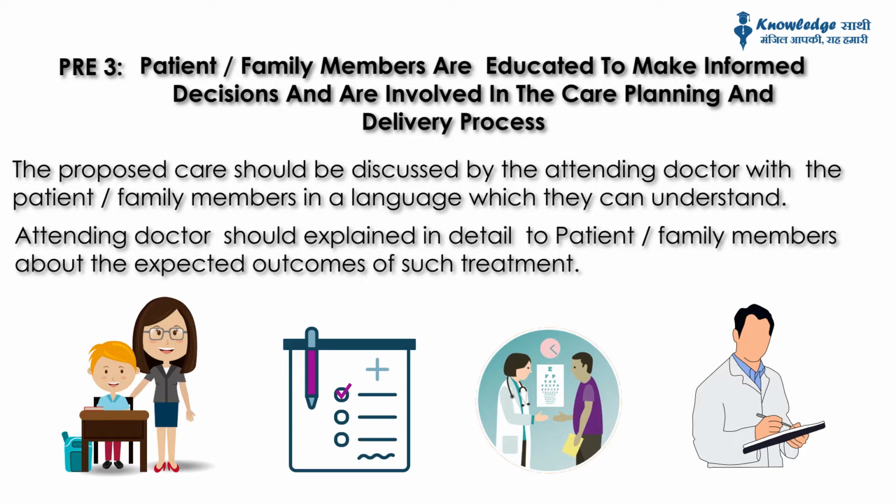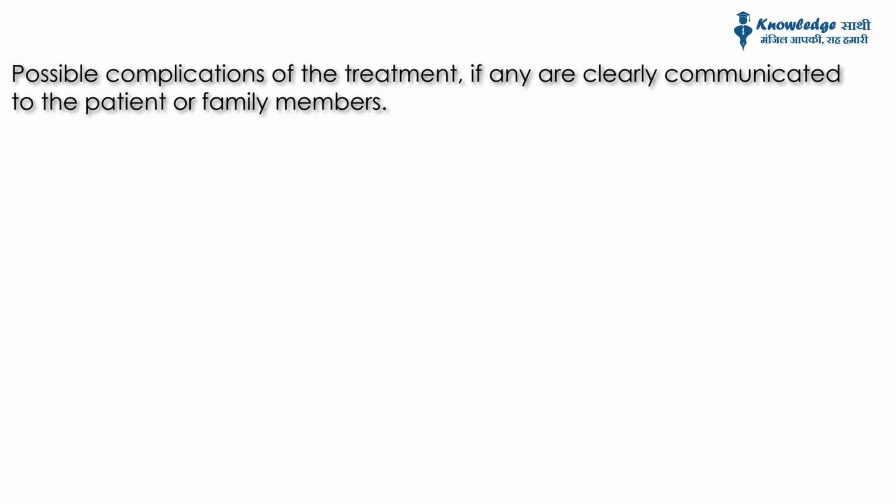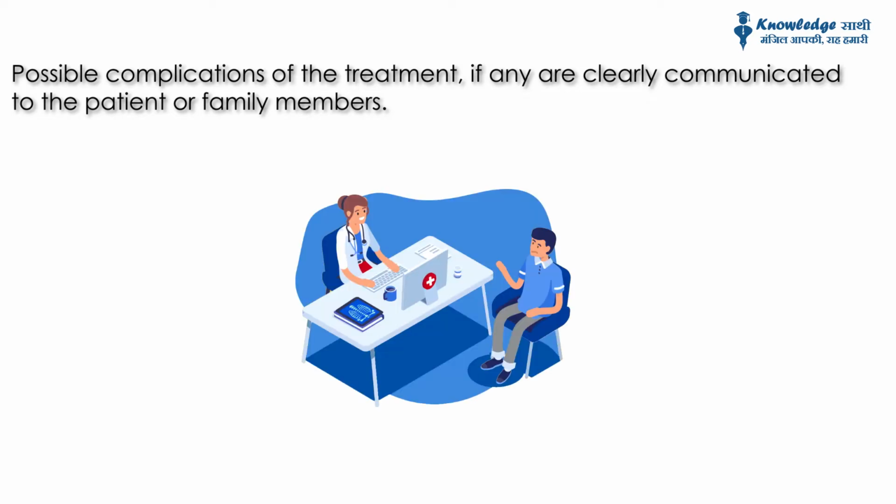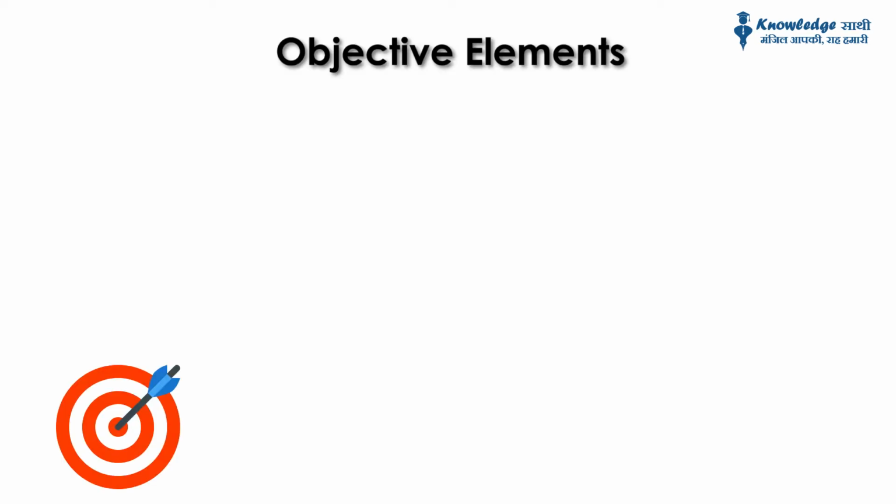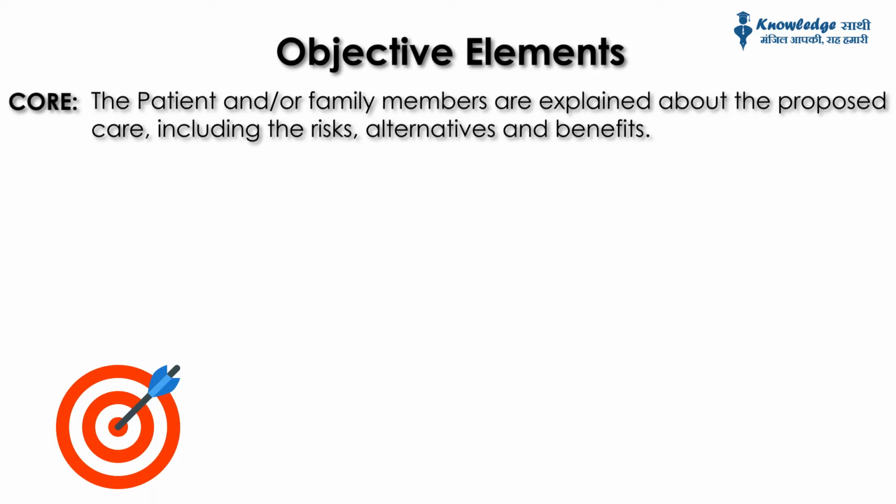The attending doctor should explain in detail to the patient or family members the expected outcomes of such treatment. Possible complications of the treatment, if any, are clearly communicated to the patient or family members. Objective elements. Core. The patient and or family members are explained about the proposed care, including the risks, alternatives, and benefits.